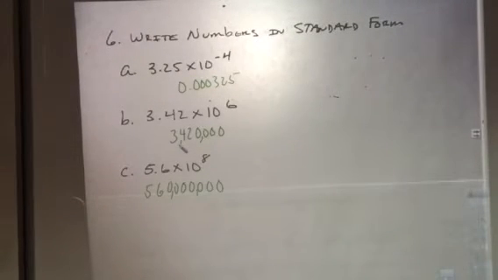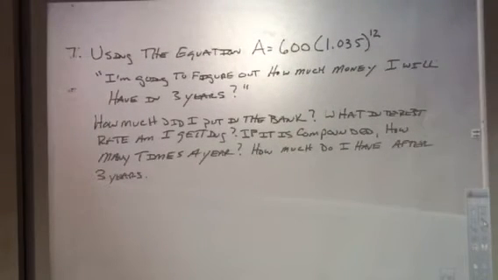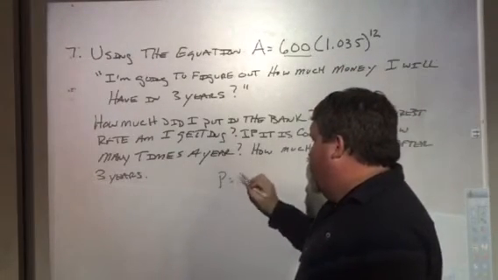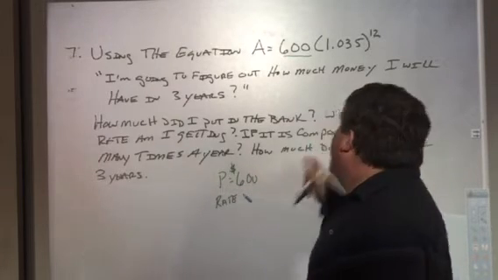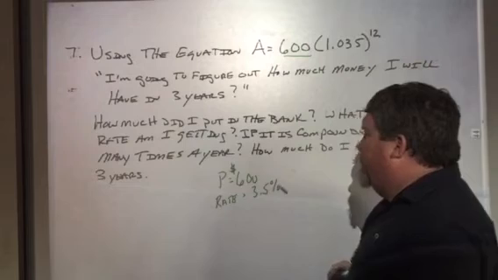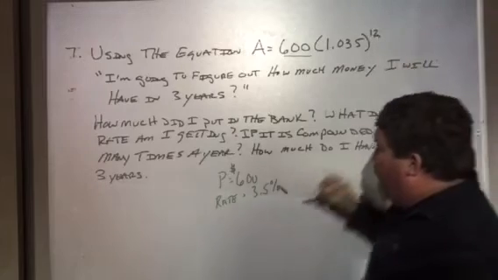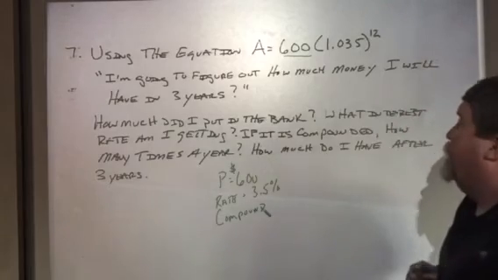Then on number 7, there's one of these that is going to be on the test. Our initial, how much did we put in the bank? That's our principal. So our principal is $600. Our interest rate is 3.5%. Now it says, is it compound or simple? If we raise it to a power, we know it's compound.